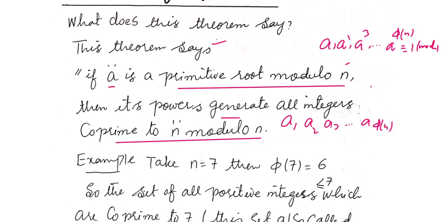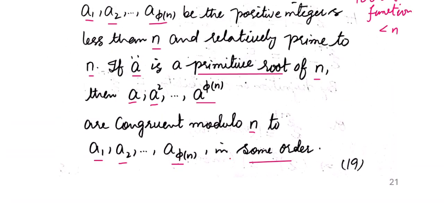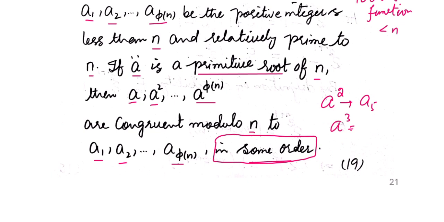But it is not necessary that the first power is congruent to a1, the second power to a2. That's why the theorem explicitly says they are congruent modulo n in some order. So it is possible that a square is congruent to a5, a cube is congruent to a7, etc. Firstly, we elaborate this theorem with the help of a very simple example. Then we will move towards its general proof.